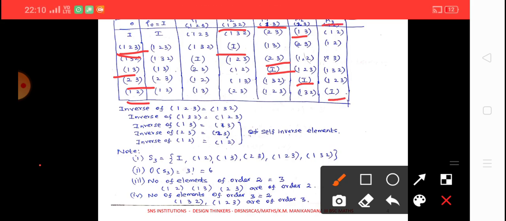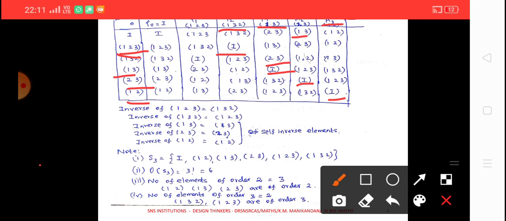So here, except 1 2 3 and 1 3 2, the other permutations are their own inverse. So therefore the inverse of 1 3 is 1 3, inverse of 2 3 is 2 3, and inverse of 1 2 is 1 2. They are self inverse elements.